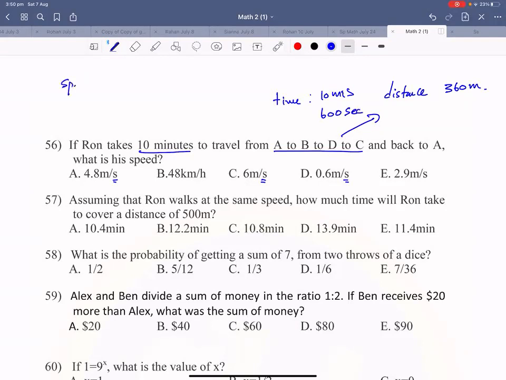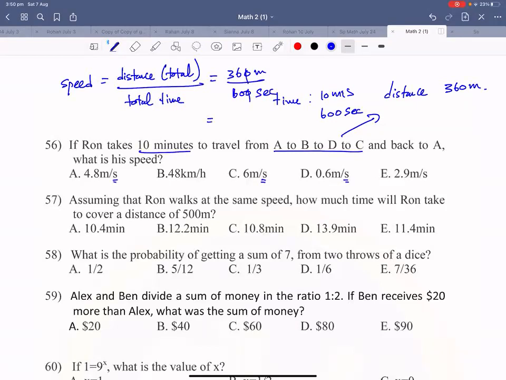So the speed would be what? Speed is distance. What distance? Total distance divided by total time. The total distance is 360 meters divided by 600 seconds. So that's going to be, if you get rid of the 0 here, it's going to be 36 divided by 60, which is 0.6 m per sec. So the answer would be this.